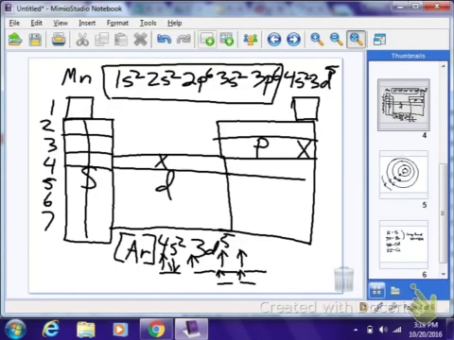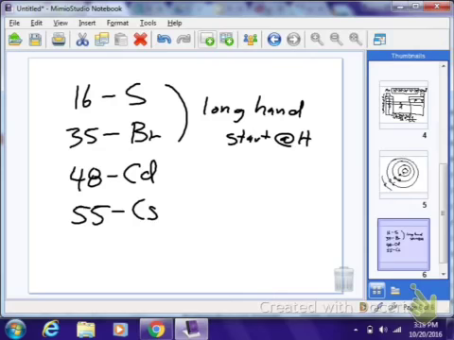That's a good observation, because if you look at some of them, they actually are borrowing one from the S and putting it over in the D's. And the reason why they're doing that is because they want to fill up the D's halfway before the S fills up. It's kind of goofy. Okay. All right, do those. For the last two, if you want to do the shorthand with cadmium and cesium, you can do that.